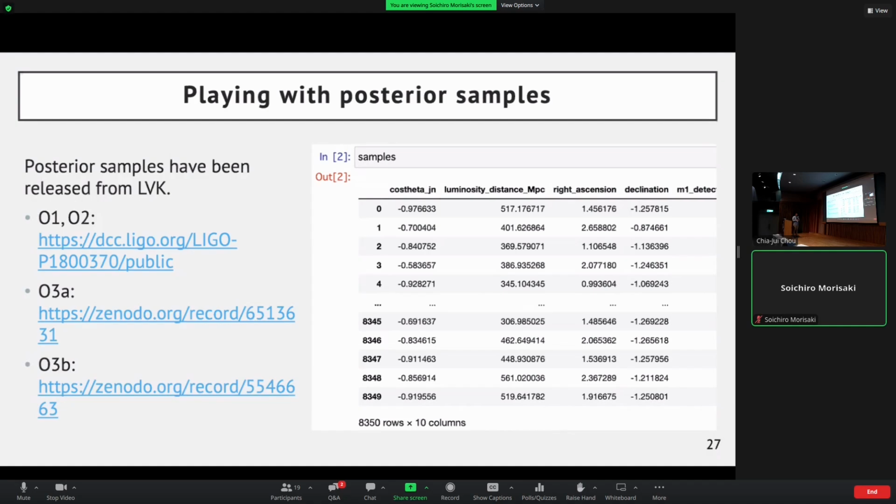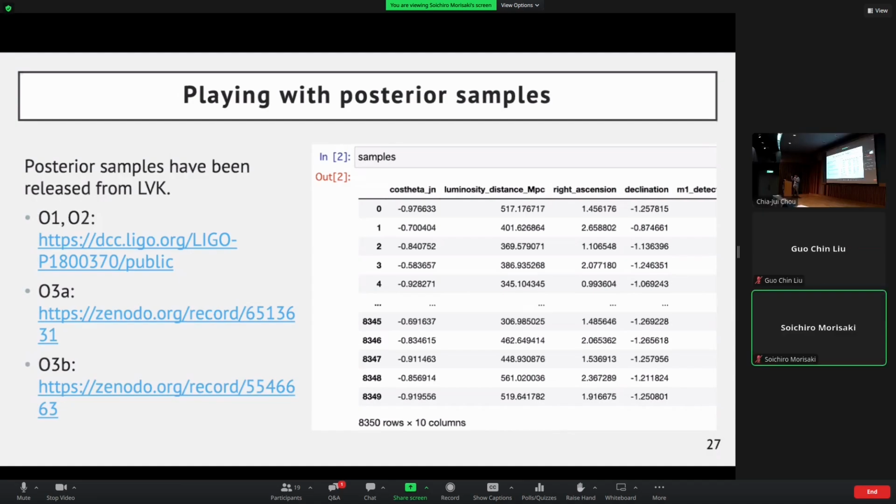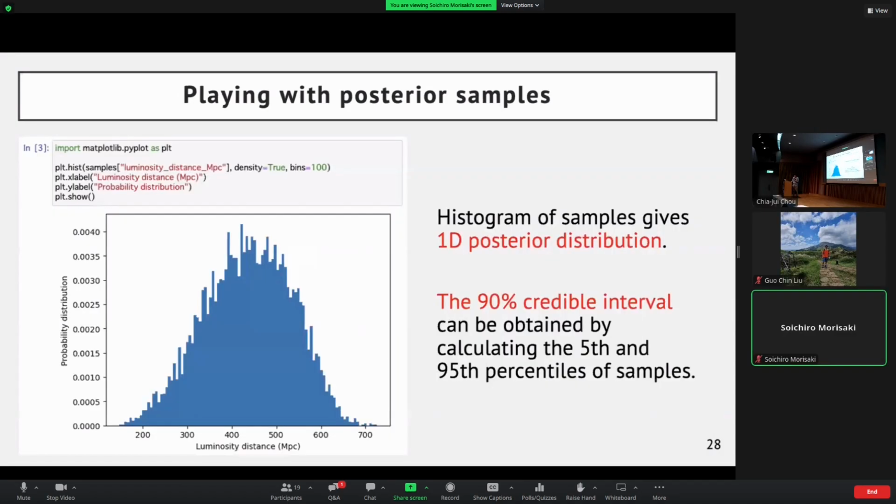And once you download one of the posterior samples from these links and see the content of it, then you will find that the posterior samples have this kind of spreadsheet-like structure. Each column represents each source parameter, and each row represents the values of each sample. And if you are interested in one of the parameters, then you just need to read in one of the columns and histogram it, and you can very easily generate the one-dimensional marginal posterior distribution.